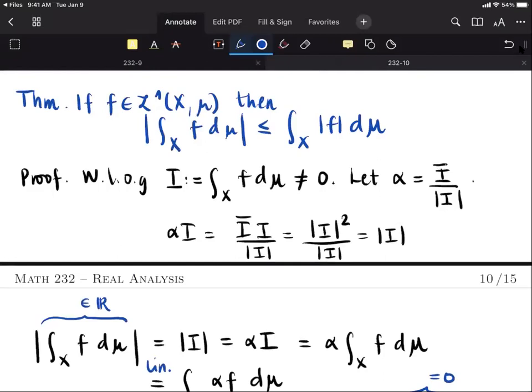So this is the integral version of your triangle inequality for real numbers, or let's say even for the vector case.